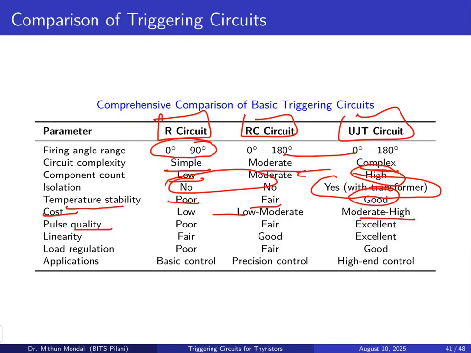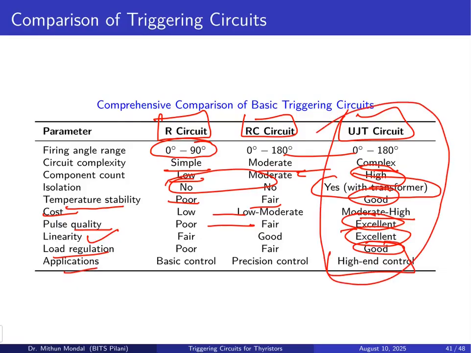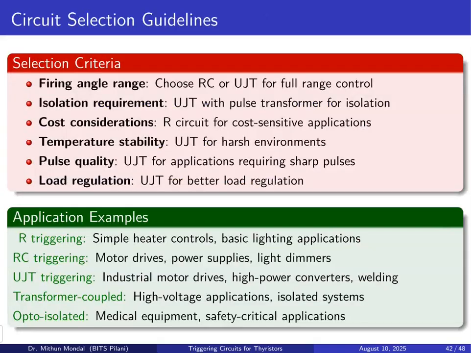Pulse quality is excellent for UGT, but poor in R or RC. Linearity, again, is excellent in UGT. Load regulation is good in UGT, and application-wise it suits high-end control. So if you see everything combined, UGT will be preferred over R or RC triggering. These are the main classifications of the triggering methods.